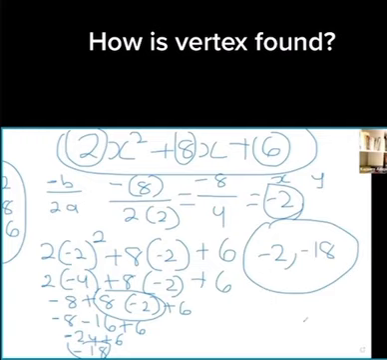If you have an unfactored expression and you really want to get the vertex without factoring the expression, this is another easy way to do it. All you have to do is use your formula, identify all your numbers, plug them in, and just solve like normal equations.